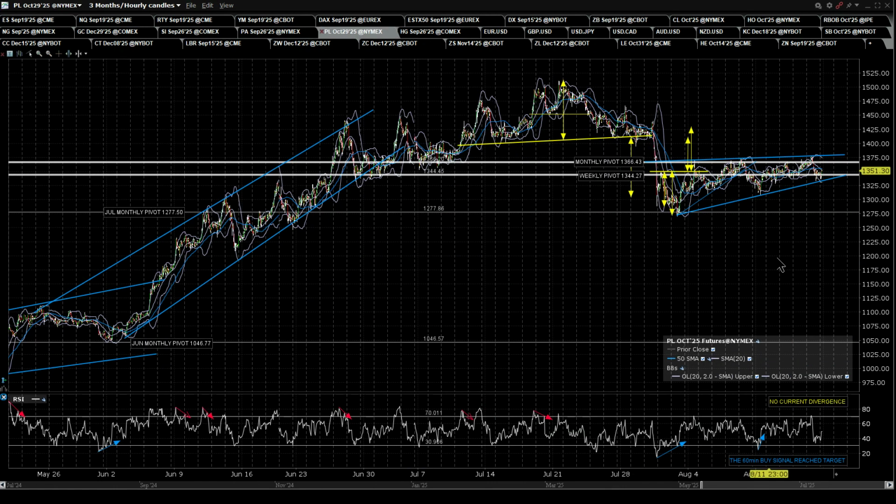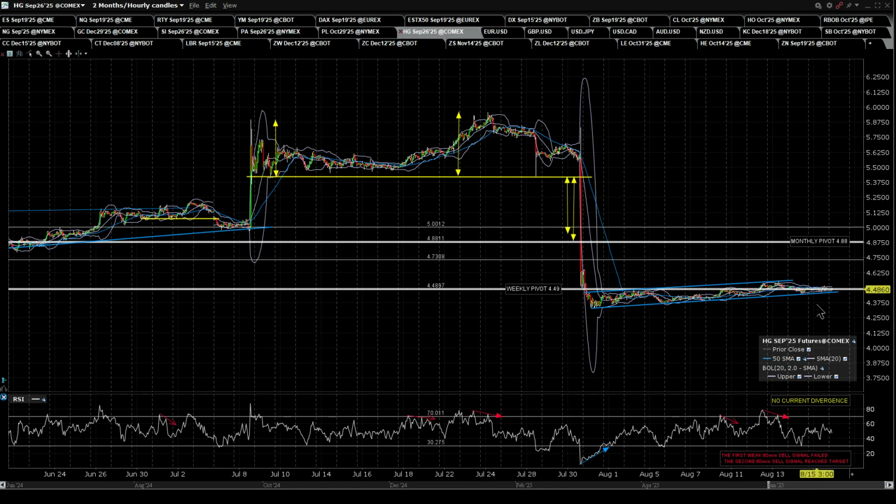On platinum, no current divergence here. Got to say, this looks like a big bear flag. It hasn't broken down yet, but the obvious thing for this to do would be to break down and make a retest of the low. So a bit of a mixed picture there. Let's have a look at HG first.